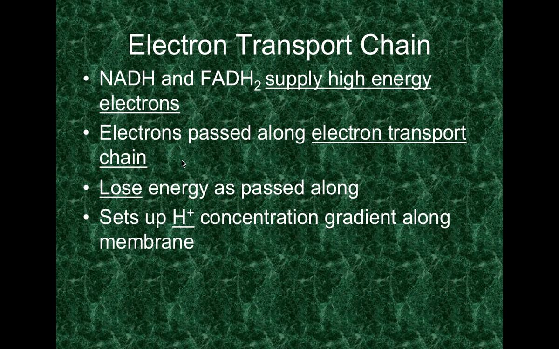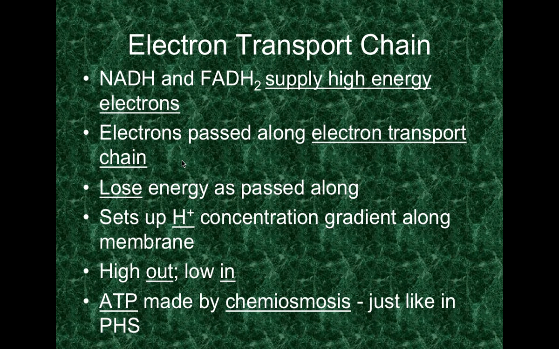What this does is it sets up a hydrogen ion concentration gradient along the membrane. So we have a high concentration on the outside and a low concentration on the inside. And what that allows us to do is to create ATP by a process called chemiosmosis. And we're going to detail that more here, but remember this also takes place in photosynthesis when we produce some ATP in the light-dependent reactions for use in the Calvin cycle.